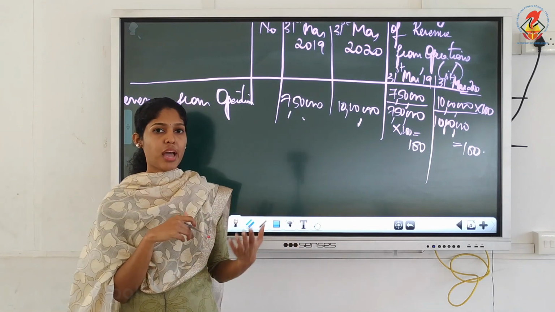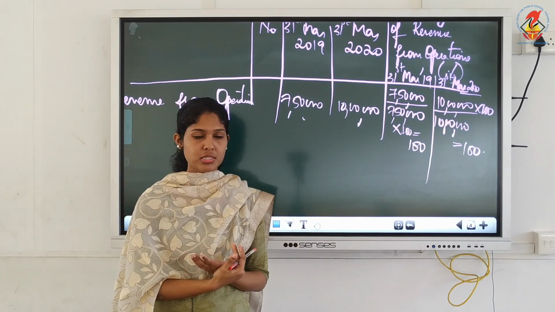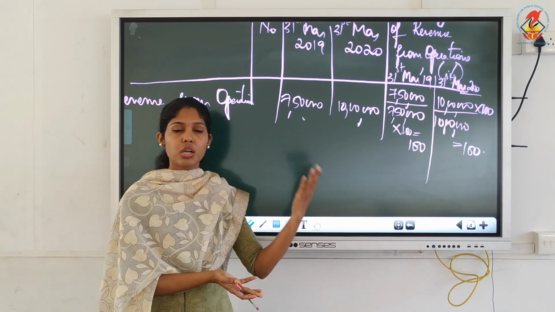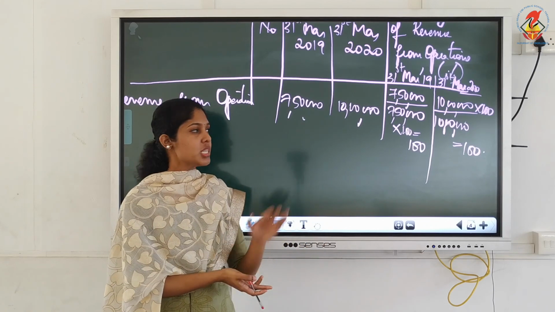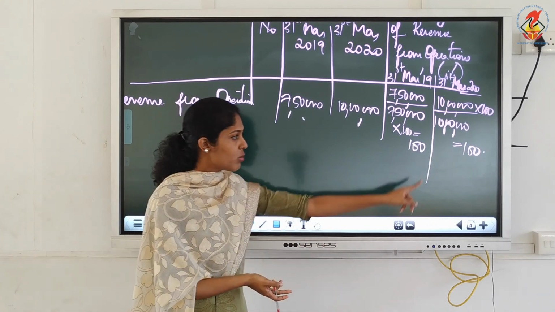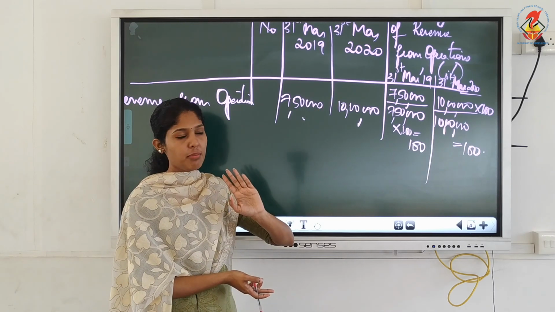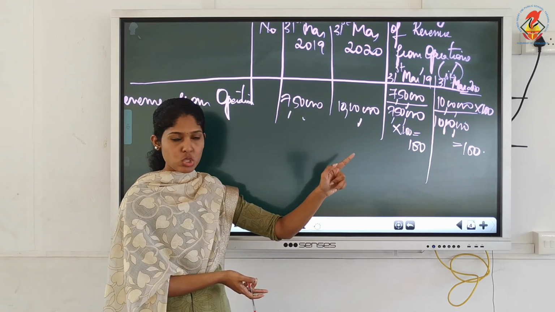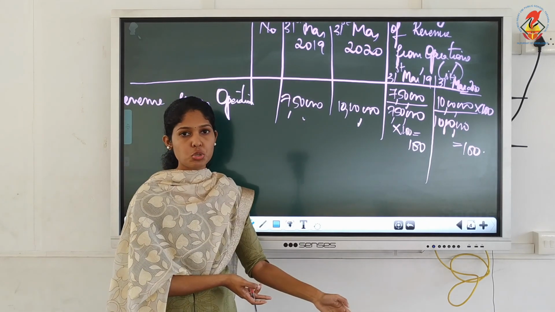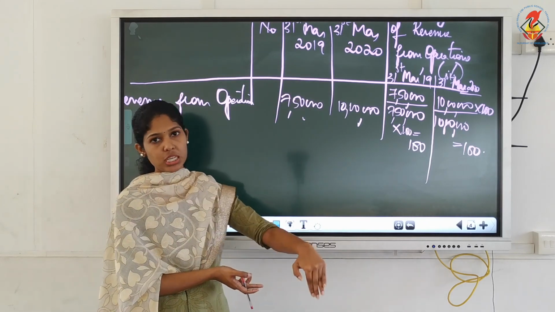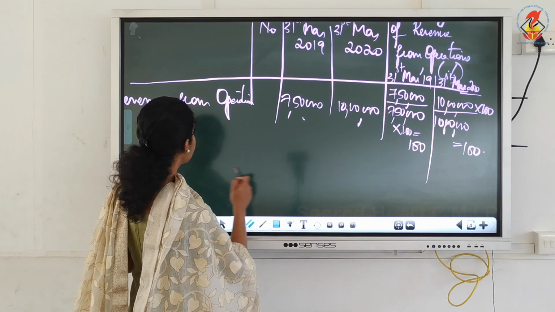So this is how we have to do common size statements. Okay. Both common size P&L and balance sheet will be done in the same way. So only one column you have to add with your question, that is the percentage column. Percentage of revenue from operations, divide it into 2, because each year we are converting into percentage.